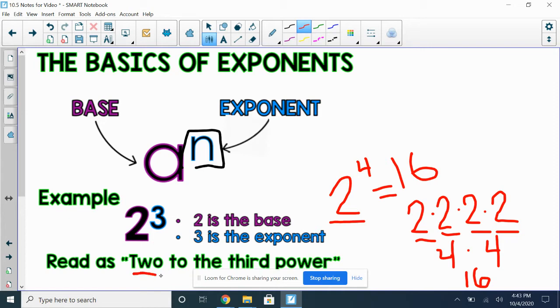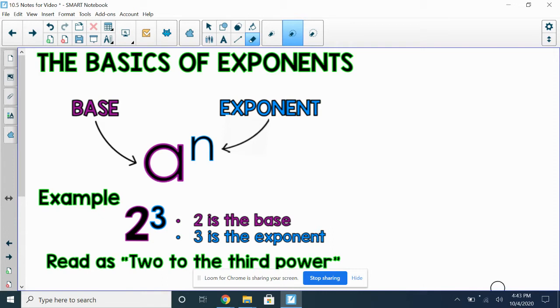So it is read as 2 to the 3rd power, this first example. Base to the exponent and power. So 2 to the power of 3 or 2 to the 3rd power. That exponent tells you how many times you are multiplying that base times itself.